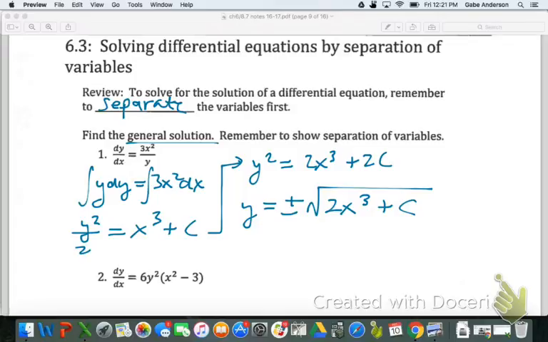Any questions? Okay, so hopefully number 1 was a good reminder. Question, yeah, go ahead. Would it be wrong if I left the 2C together? No.